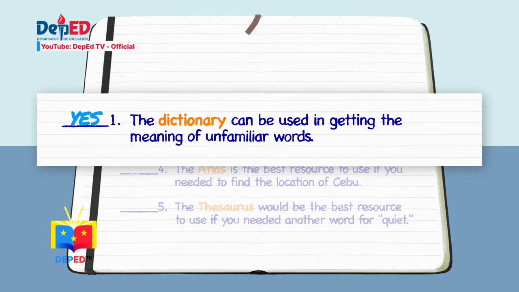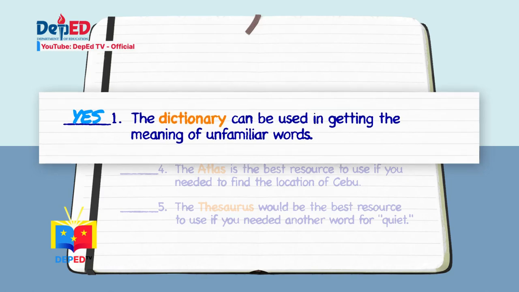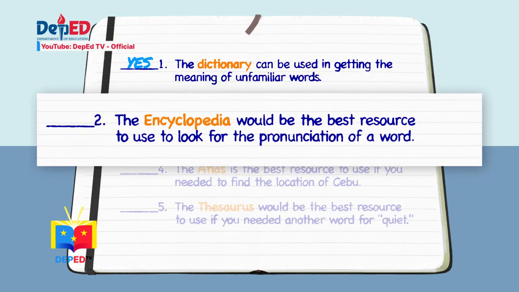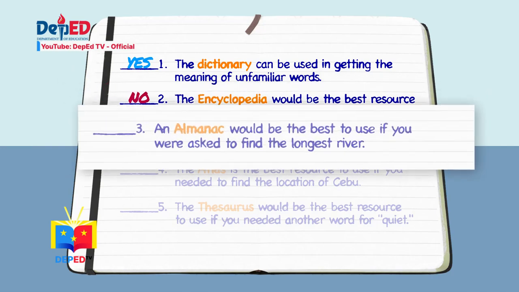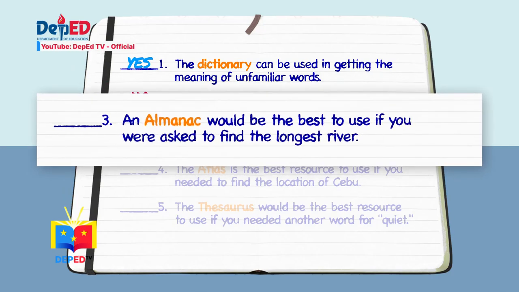Answer, yes. Number two, the encyclopedia would be the best resource to use to look for the pronunciation of a word. Answer, no. Number three, an almanac would be the best to use if you were asked to find the longest river.